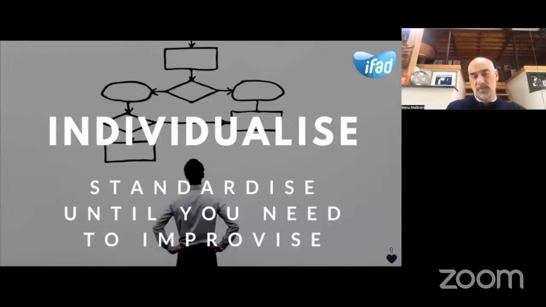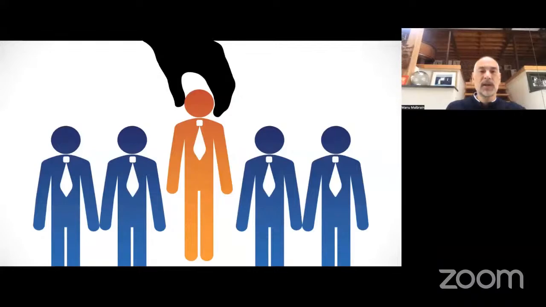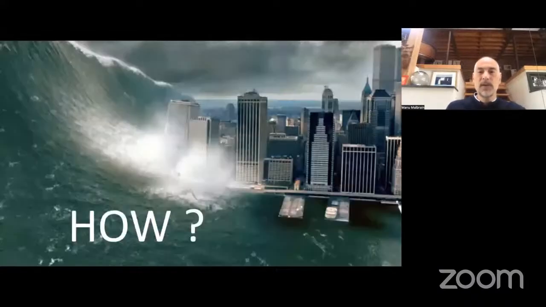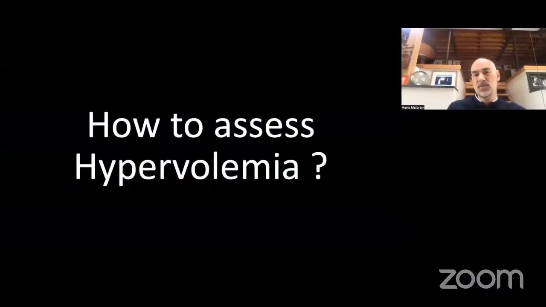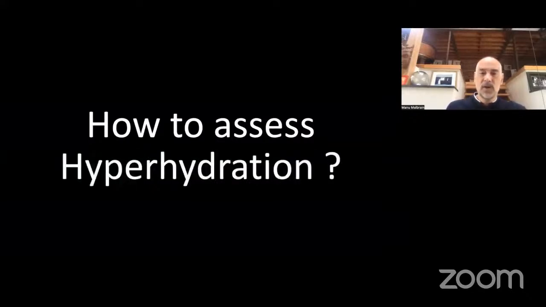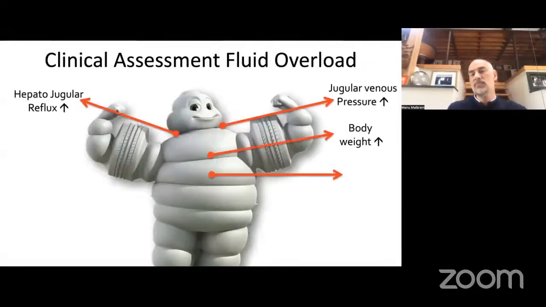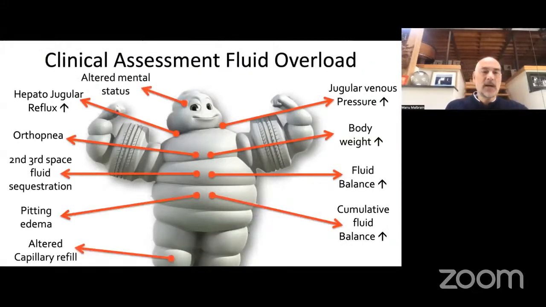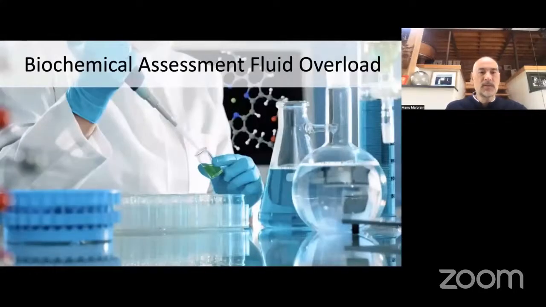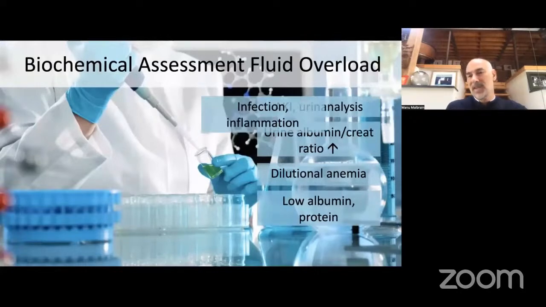avoid fluid accumulation. But at the end, we need to individualize, personalize our care and identify that one patient that may need deresuscitation. So how do we do that? How do we assess hypervolemia or hyperhydration or fluid accumulation, and then how to guide deresuscitation? You could look at some clinical signs of fluid overload, but these are rather aspecific, like body weight, fluid balance. There are also biochemical assessments.